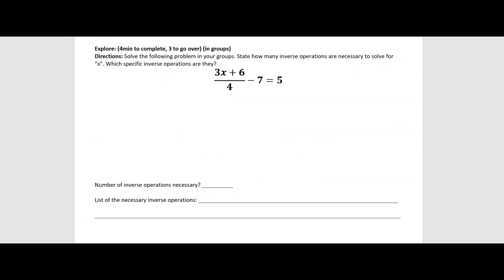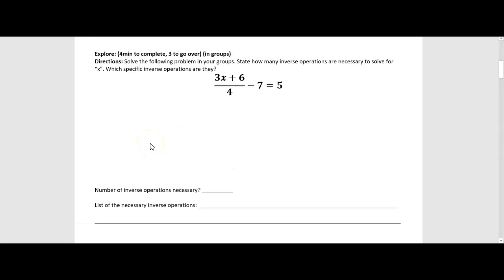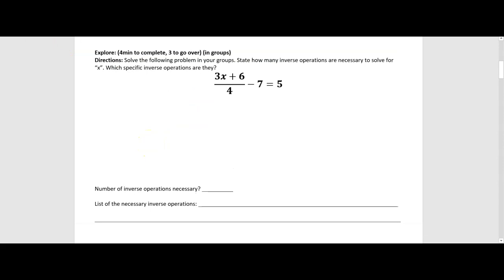So you're going to solve the following problem on your own, and you're going to write down two things. One, the amount of inverse operations you use to solve. I know you can solve this different ways, so different people may have different answers depending on whether they did more or less steps. And I want you just to write down the types of inverse operations you used. So just the number and then the types, and then we will discuss.